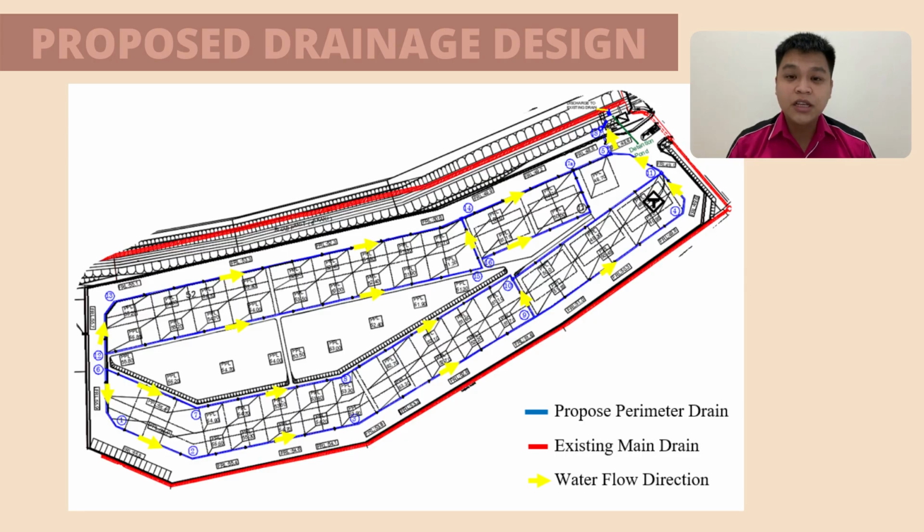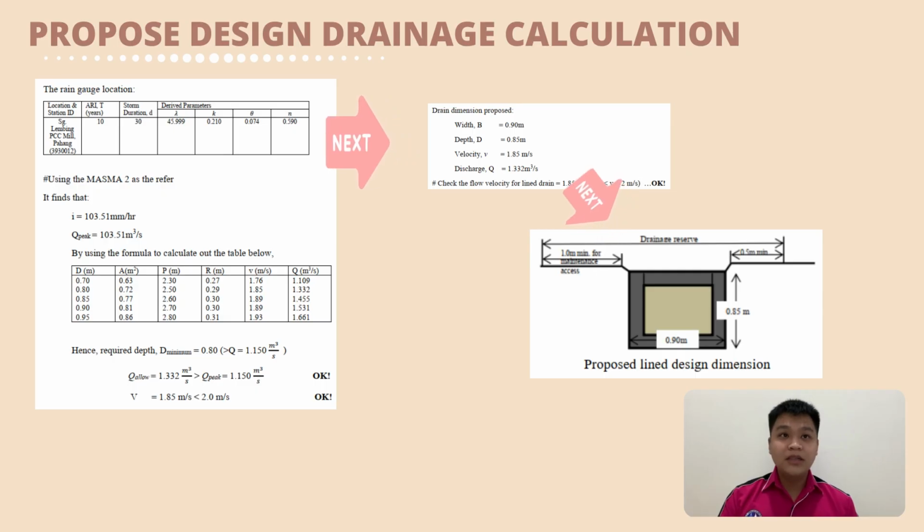Drainage. This is the layout of the drainage design. The blue color is showing the proposed perimeter drain, and the red is showing the existing main drain. And the green arrow is showing the water flow direction. Proposed design drainage calculation is using MASMA tool as the reference to calculate the drainage design. First is determine the rain gauge location, which is at the Sungai Lembang PCC Mili Pahang, so that it can find the I and the Q peak.